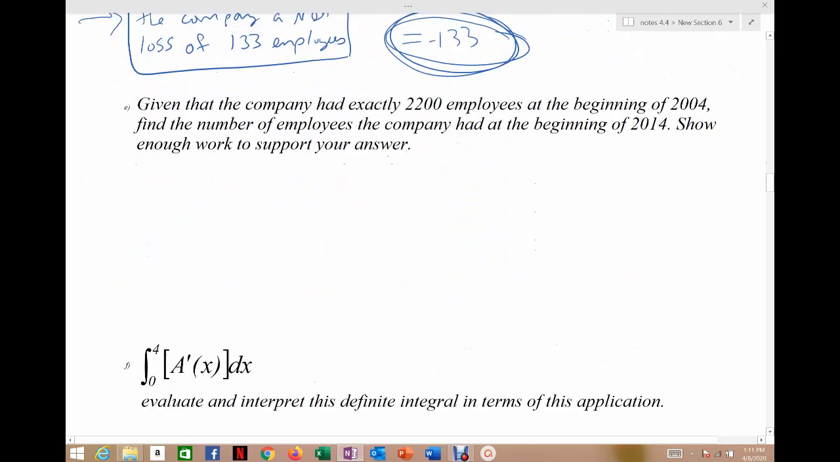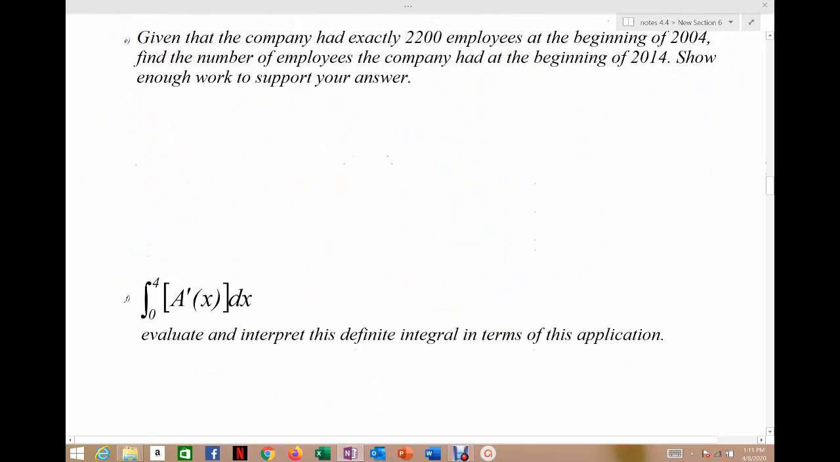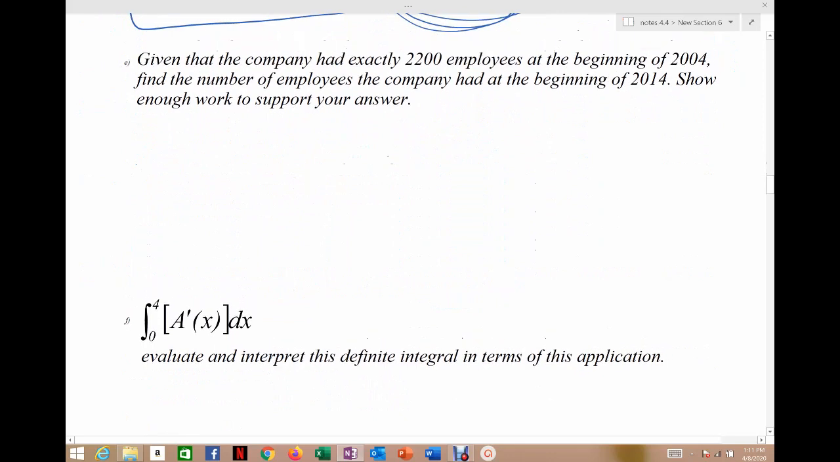All right, the next question. Suppose that we know that the company had exactly 2,200 employees at the beginning of 2004. All right, so 2004, which would be time 2.